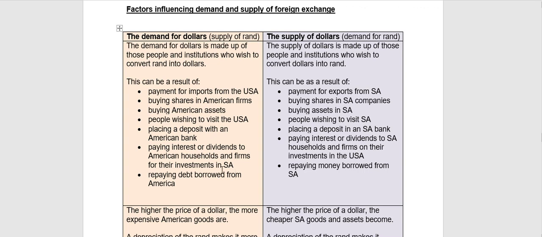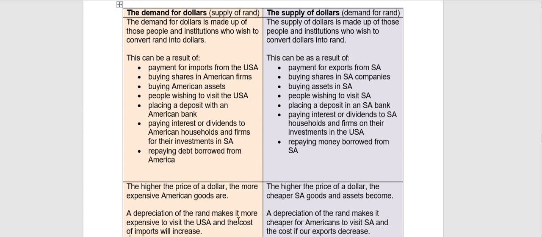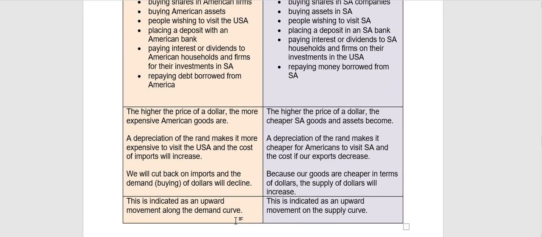Okay, now the higher the price of a dollar becomes, the more expensive American goods become for us to buy. So the more we pay for the dollar, the price of the dollar will be in rand. Okay, that's the exchange rate. So the higher the price of the dollar, the more expensive it becomes for us to buy goods from America. So when there's a depreciation in the rand, that means the rand loses value. It makes it more expensive for us to visit America, and the cost of our imports from America will also increase. So what is then going to happen?